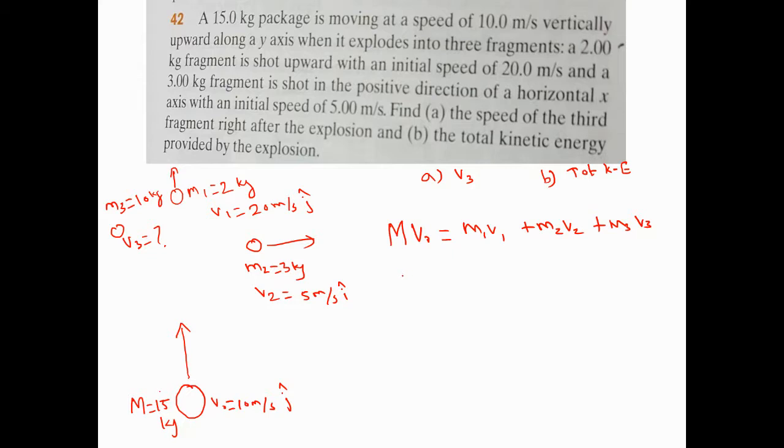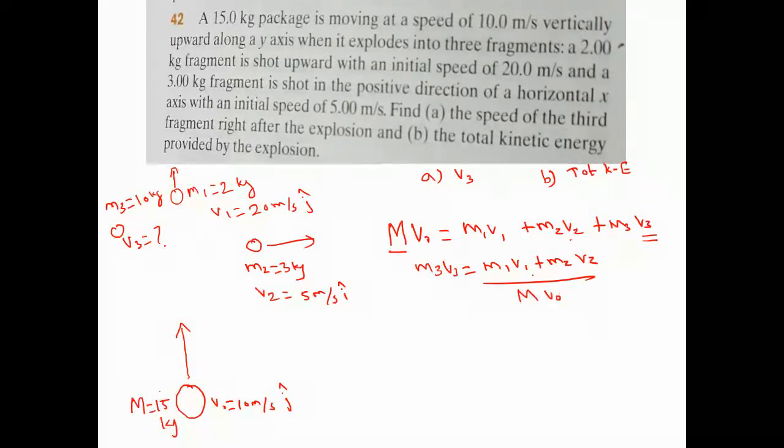Yes. Okay. Now the M value you know, which is 15 kilogram. V0 is 10 meter per second j cap. M1 is 2 kilogram. V1 is 20 meter per second. M2 is 3 kilogram. V2 is 5 meter per second. The third mass is 10 kilogram. We don't know the value of this V3, right? So you have to rearrange this equation. I'm going to keep M3 V3, which is M1 V1 plus M2 V2 over M V0. Am I right?